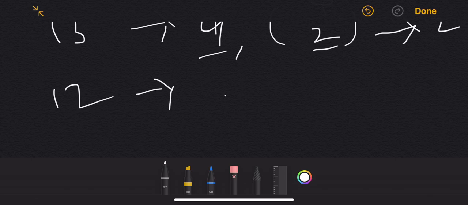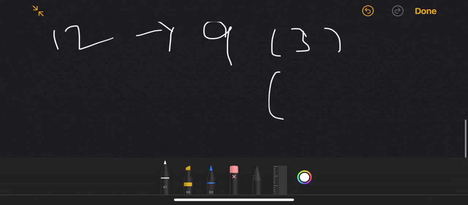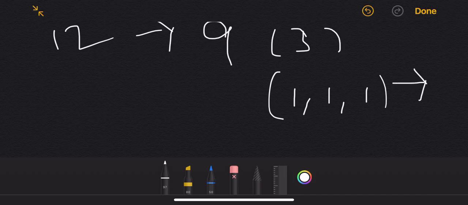But let's take the case for 12. The nearest perfect square is 9 and the residue left is 3. 3 is not a perfect square, so we are going to split 3 again, and the nearest perfect square for 3 is 1. First we split into 1, then the residue left is 2 and again we split into 1 and 1. So for this case, the solution is going to be 4, because the numbers we split into are four.